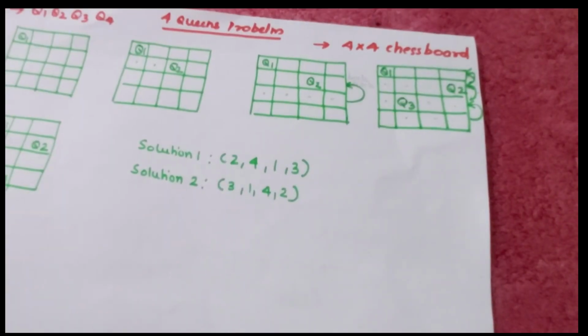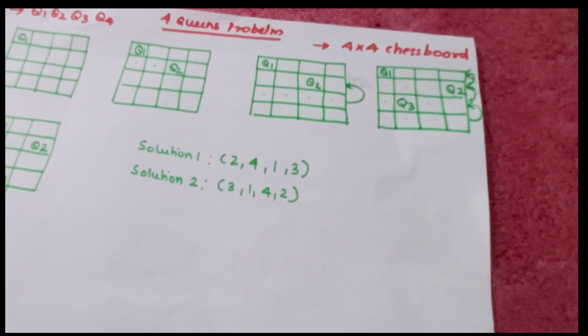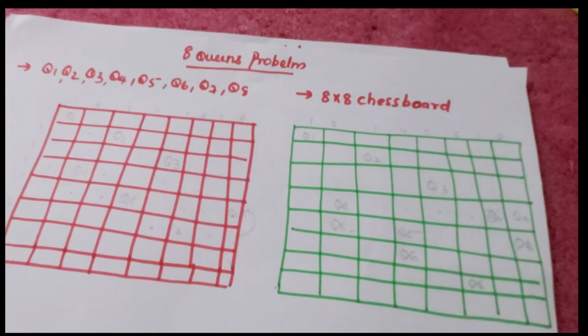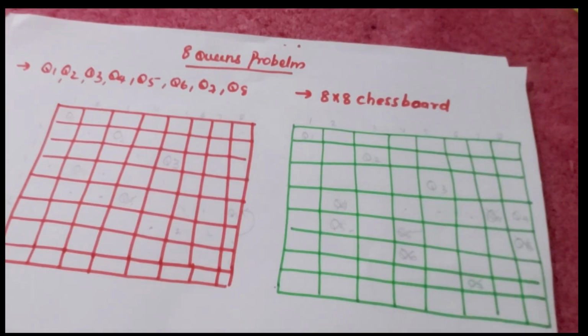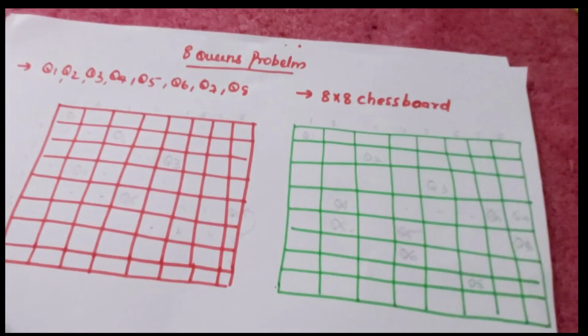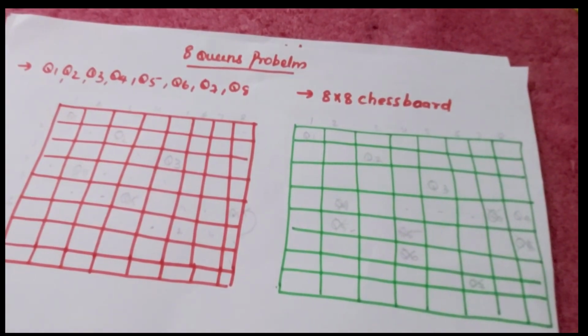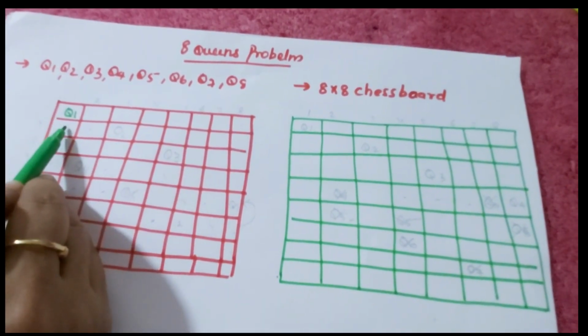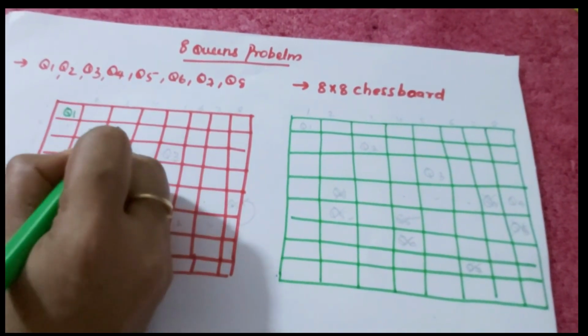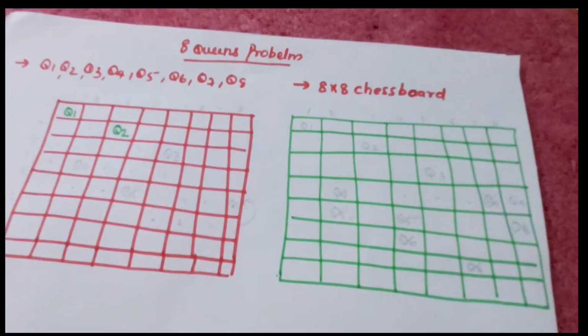Okay. If you are finished with the 4-Queens problem, you can do the 8-Queens problem. The 8-Queens problem will have 8 queens on an 8 by 8 chessboard. I have drawn an 8 by 8 chessboard here. Let us check where you can place Q1. You can place Q1 here. Can you place Q2 here? No. Here? No. Here you can place Q2.